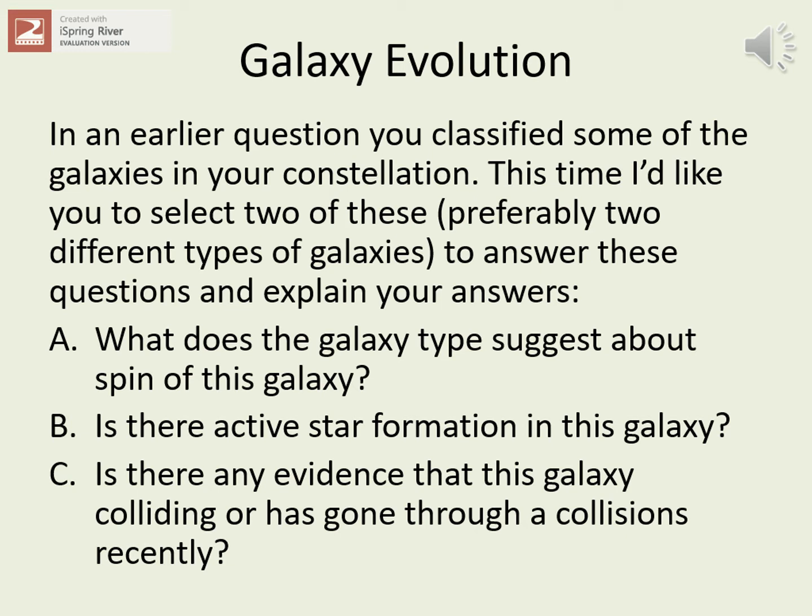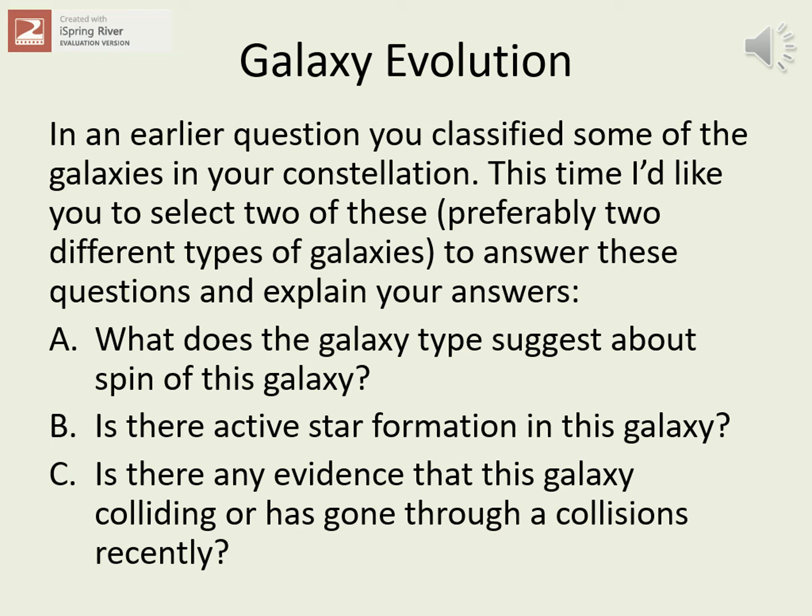Remember that there are four important processes that play a role in galaxy evolution: gravitational collapse, spin, star formation, and collisions. By knowing the type and color of a galaxy and looking at an image of it, you should be able to make conclusions about the last three of these.